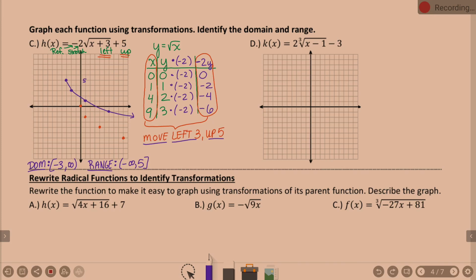Okay? So those are a little bit tricky, domain and range when you get that square root graph all flipped around, but look at your graph, use it, okay?